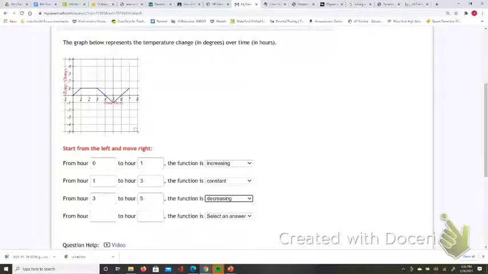And then the last section of the graph, from hour 5 to hour 7, it is going uphill, it's increasing. So from hour 5 to hour 7, it is increasing. And then we submit.